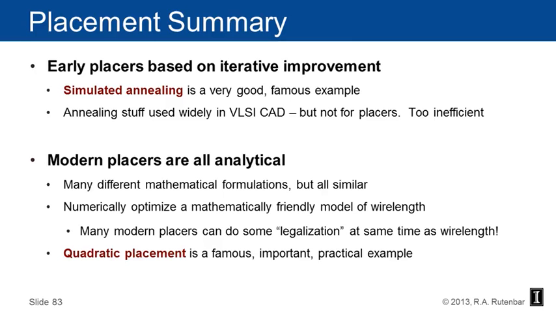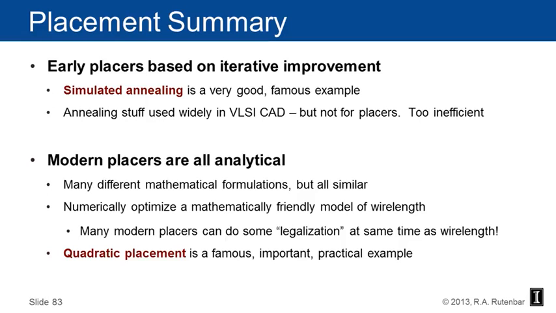So here we are finally at the end of this very long and interesting and kind of content-rich lecture. What can I tell you about placers? Here's what I think you know. Early placers were based on iterative improvement, random iterative improvement, and simulated annealing is a very good and famous example. Annealing stuff is used widely in VLSI CAD, and we showed you how to make a simple annealing-based placer. But it's not really the way big placers are done today. It's just too inefficient. But it's important to know from the history of VLSI CAD and for all the other kinds of things that use annealing.